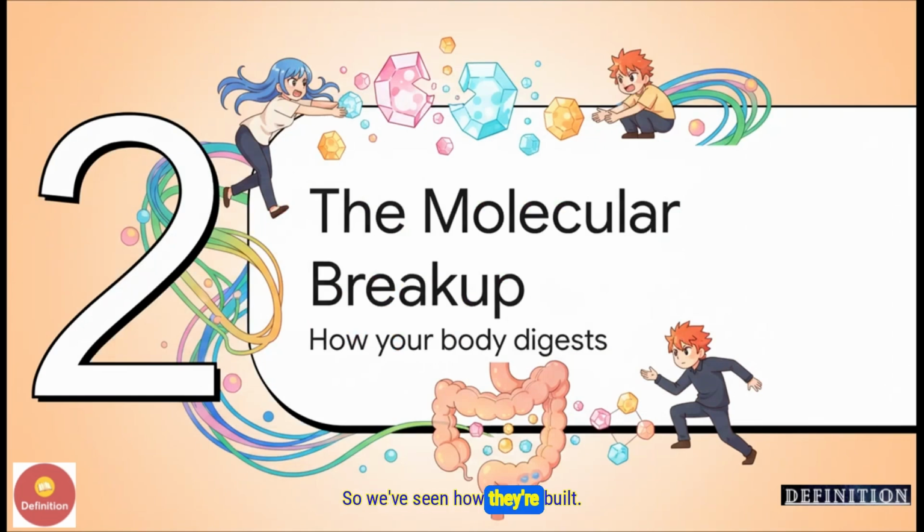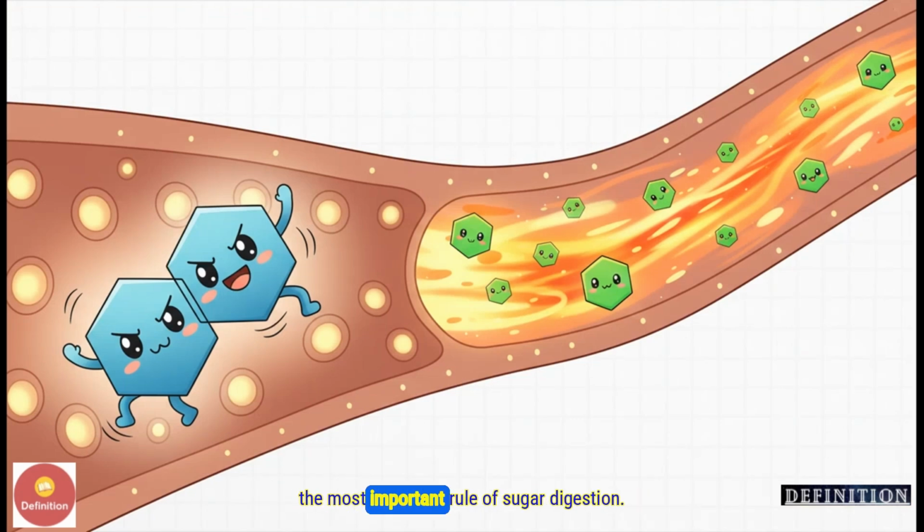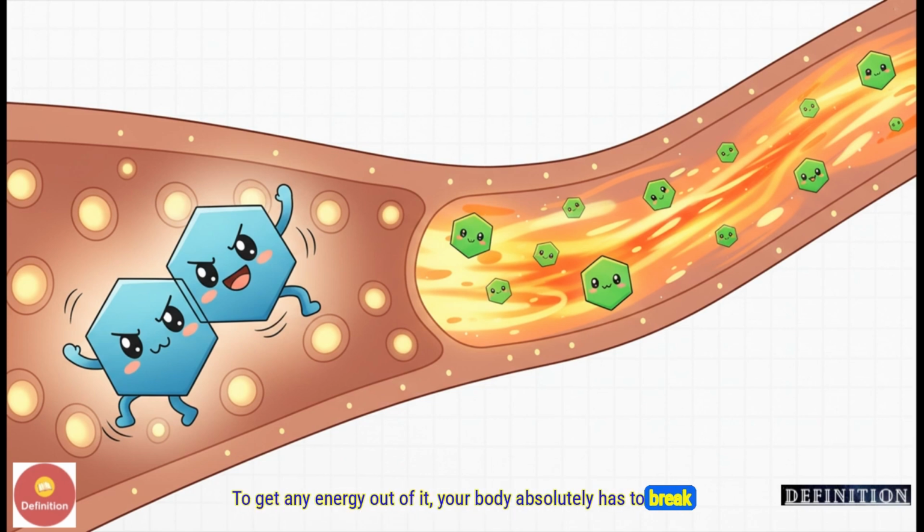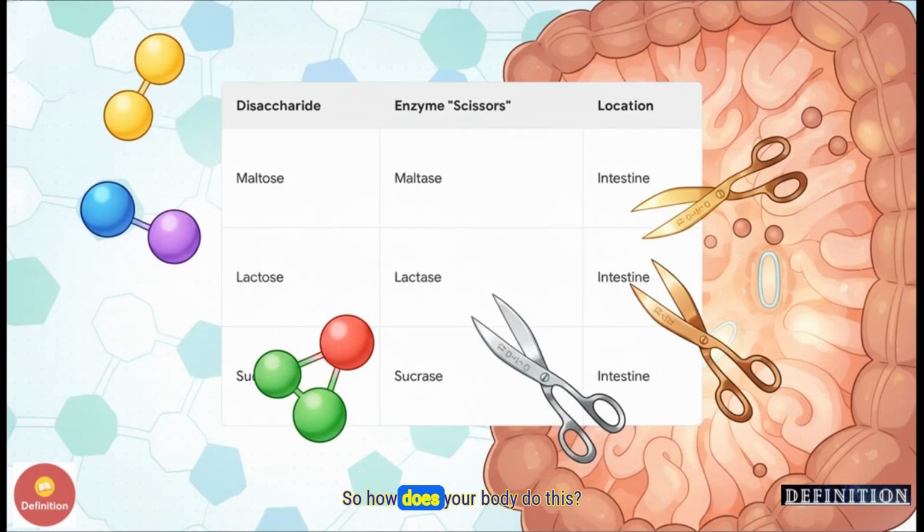So we've seen how they're built. Now for the next part of their story. What happens when we actually eat them? Well, it's time for the great molecular breakup. And this is the most important rule of sugar digestion. Your body cannot absorb a disaccharide directly. That pair of sugars is just too big to pass from your gut into your bloodstream. To get any energy out of it, your body absolutely has to break that bond and split the pair back into two single sugars.